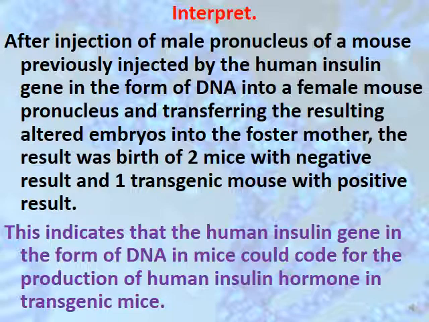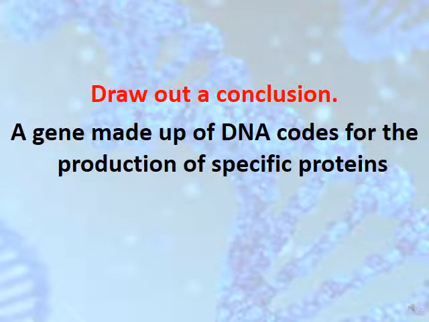So what does this indicate? This indicates that the human insulin gene in the form of DNA in mice can code for the production of the human insulin hormone in transgenic mice. So what can we conclude here? We can conclude that a gene made up of DNA can code for production of specific proteins.